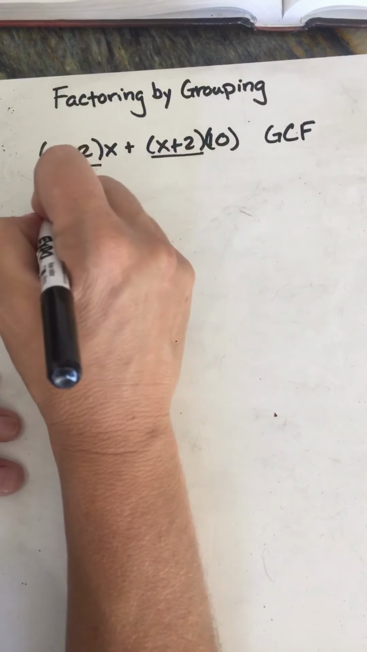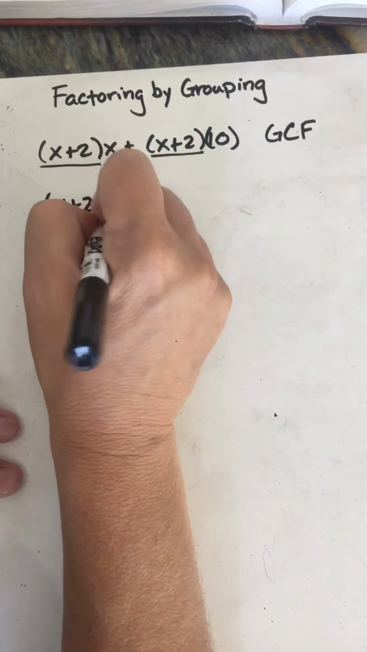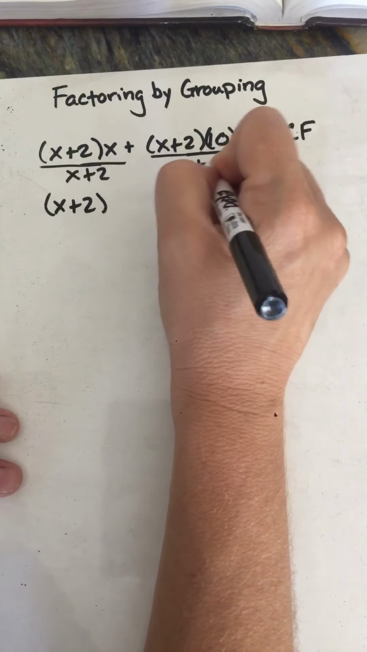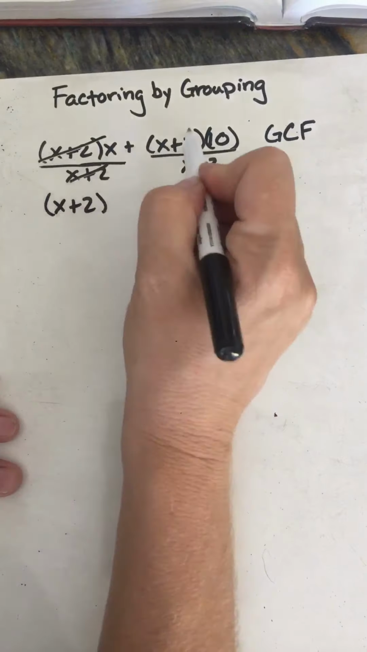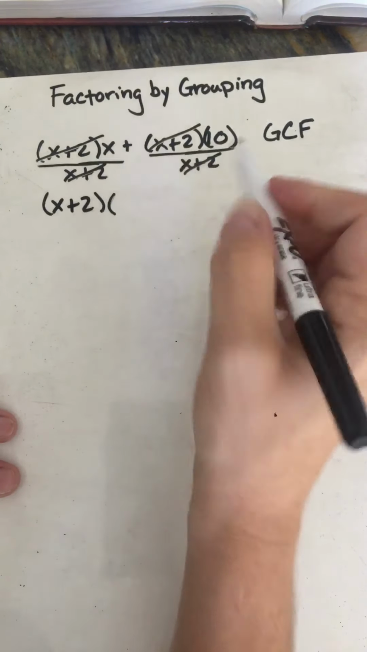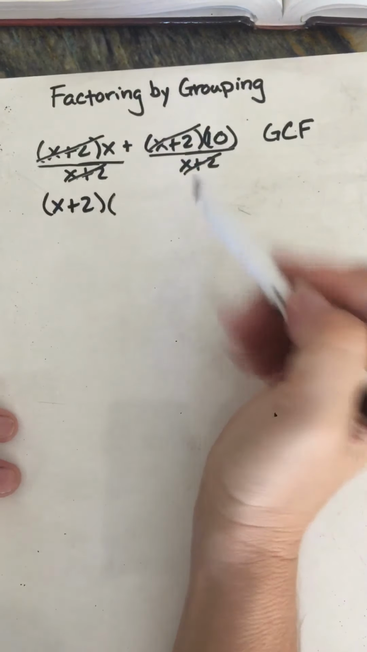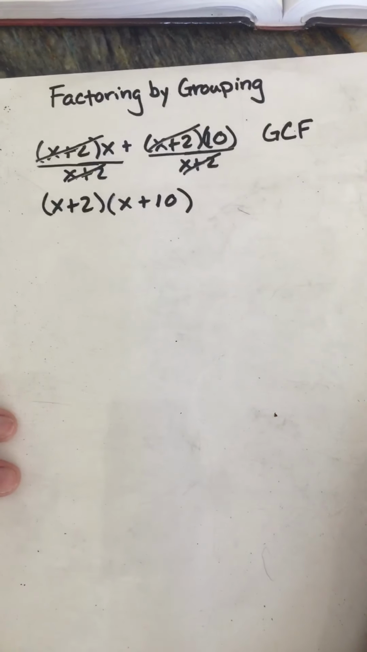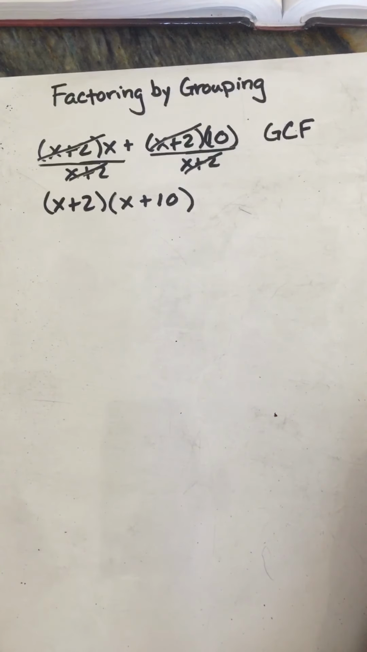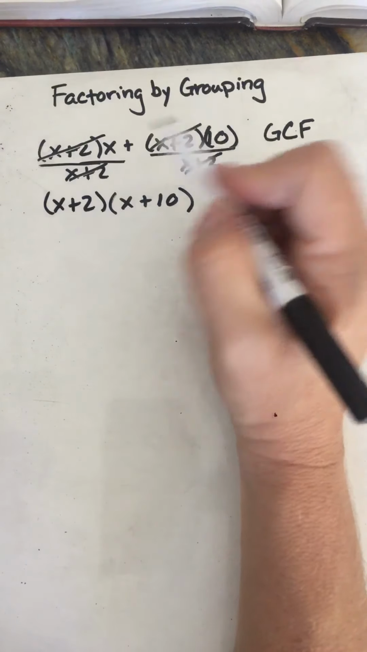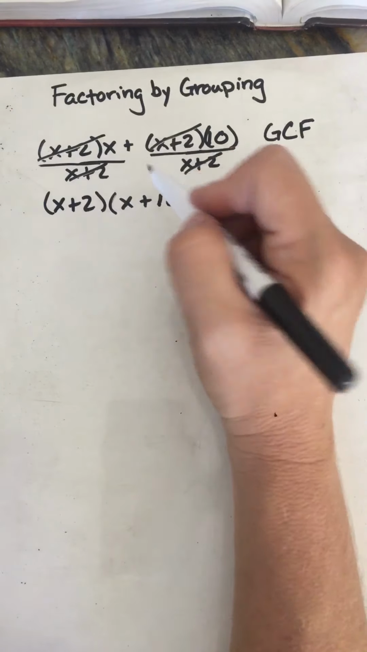So if we divide both terms by x plus 2, so if I divide this one by x plus 2 and I divide this one by x plus 2, the factors divide out. So here I am with x plus 2 on the outside times the quotient, which is x plus 10. Looks like things that we've been working on, huh? So when you've got a GCF, it needs to be factored out of both terms.